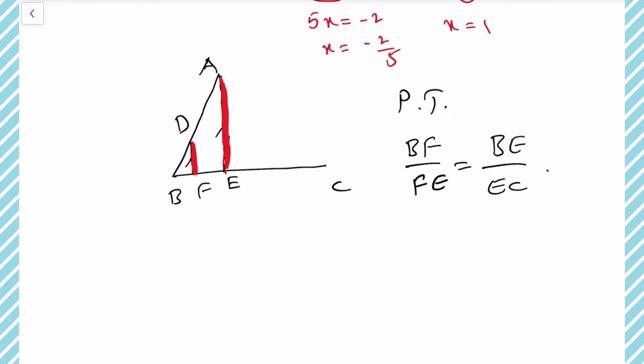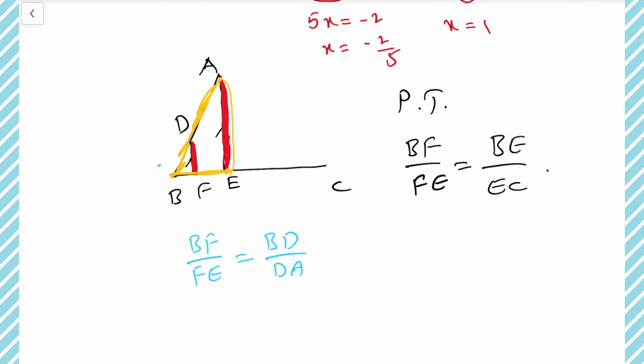That's it. Now if we observe this clearly, we have this triangle ABE. Now for this triangle ABE, if we apply the basic proportionality theorem, what will it become? BF by FE equals BD by DA. That is nothing but upper one by lower one equals upper one by lower one. This is completed. Okay, now let us move to the second parallel lines.